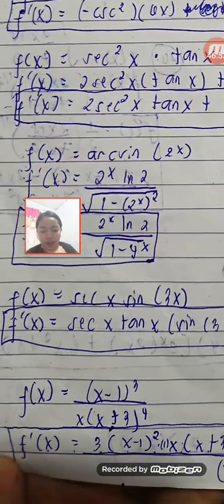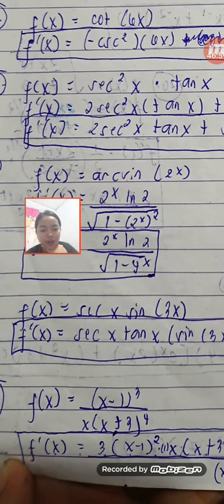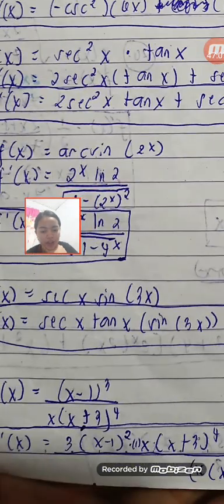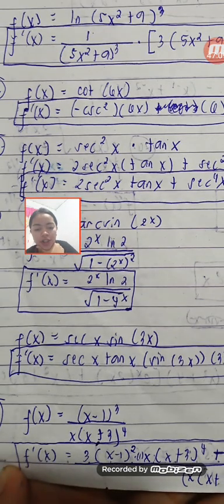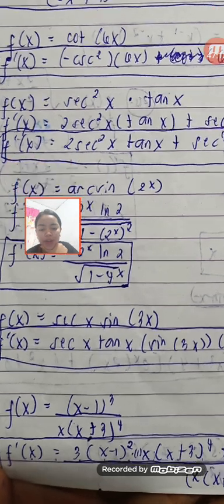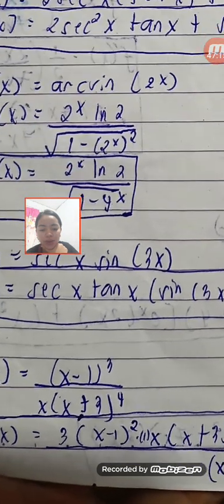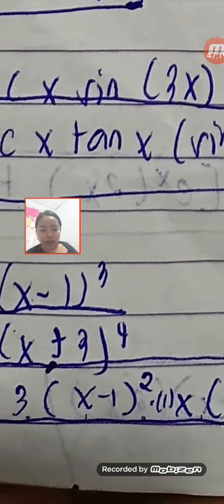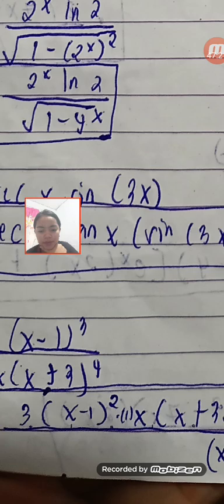So in this part as well, you just need to use the power rule and the quotient rule. In using the power rule and quotient rule, you just need to bring down the 3. That's why we come up here with 3 multiplied by x minus 2, multiplied by 1, because the derivative of x minus 1 is 1.